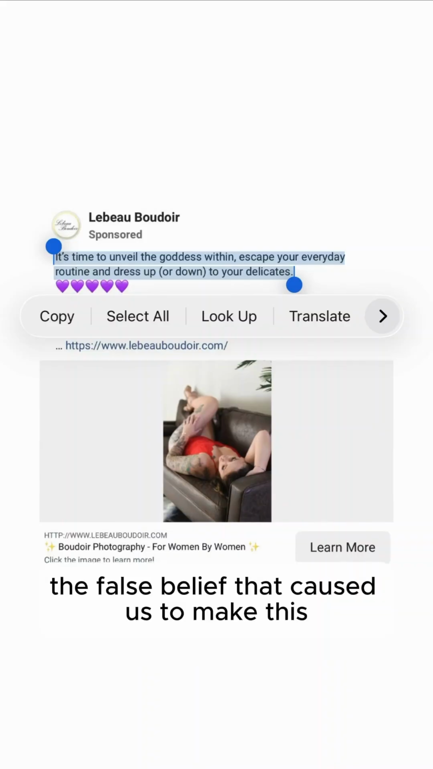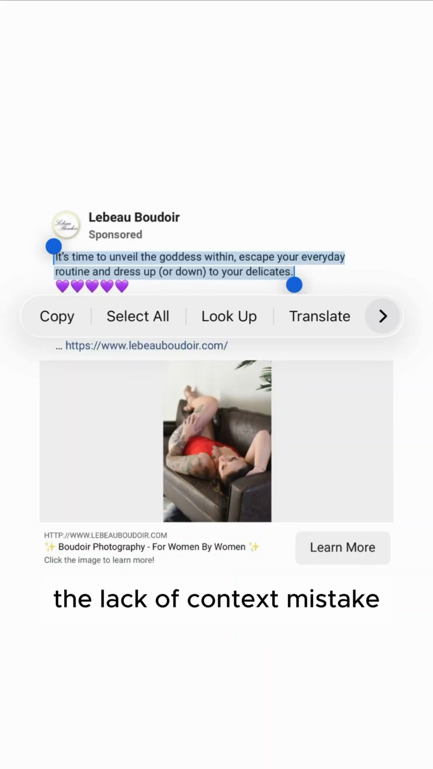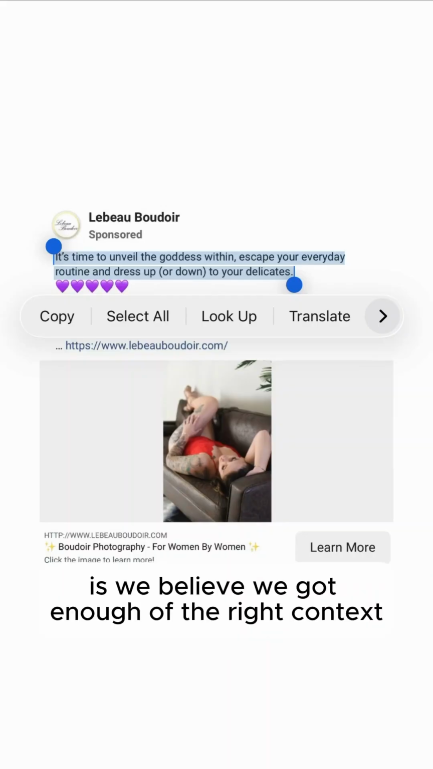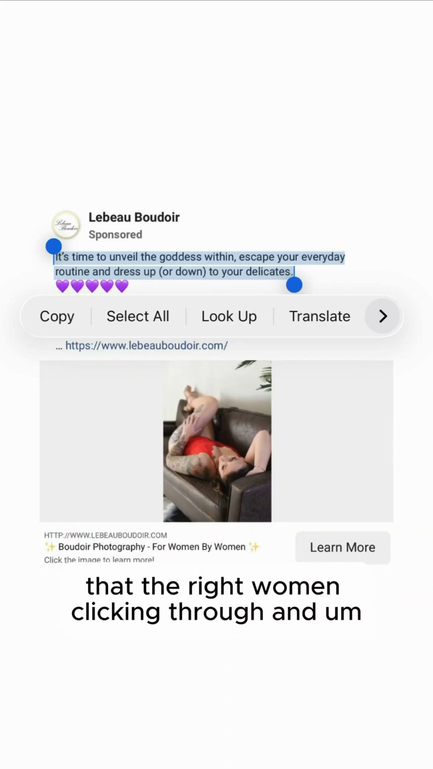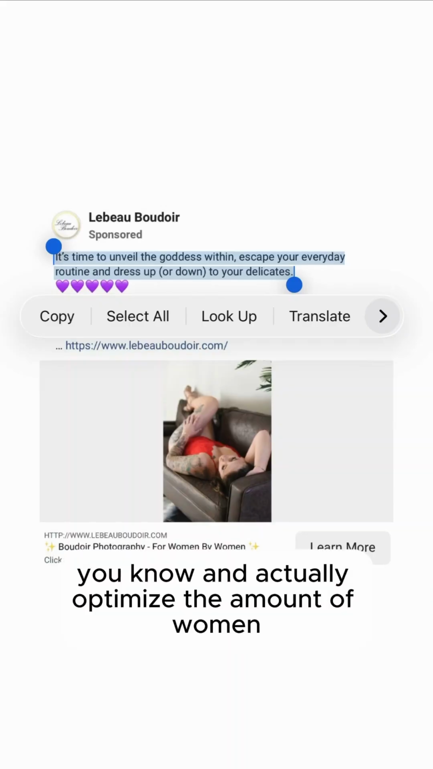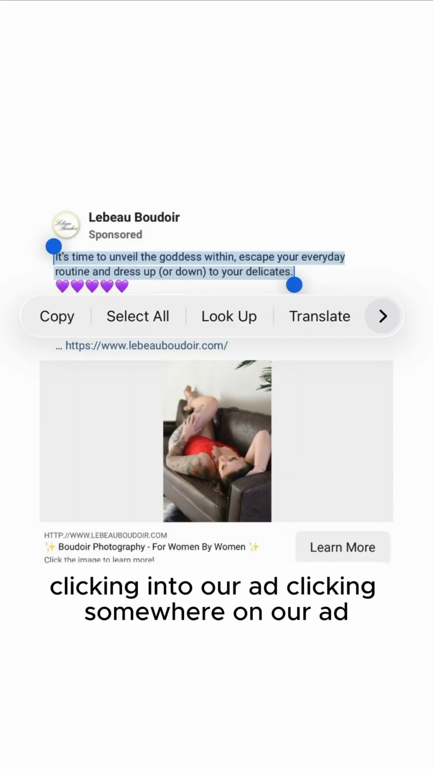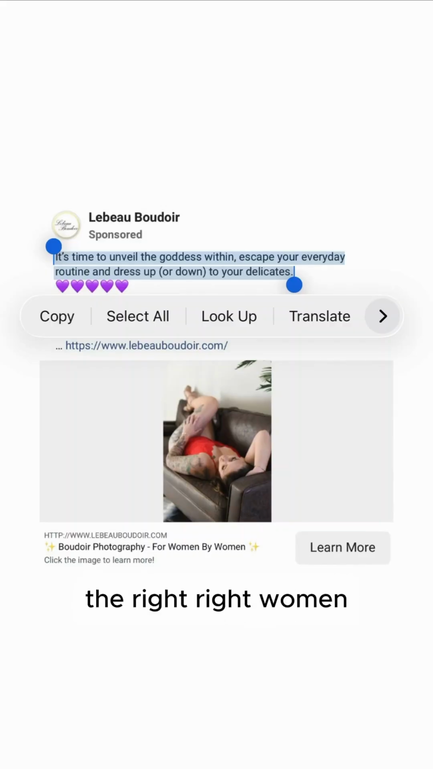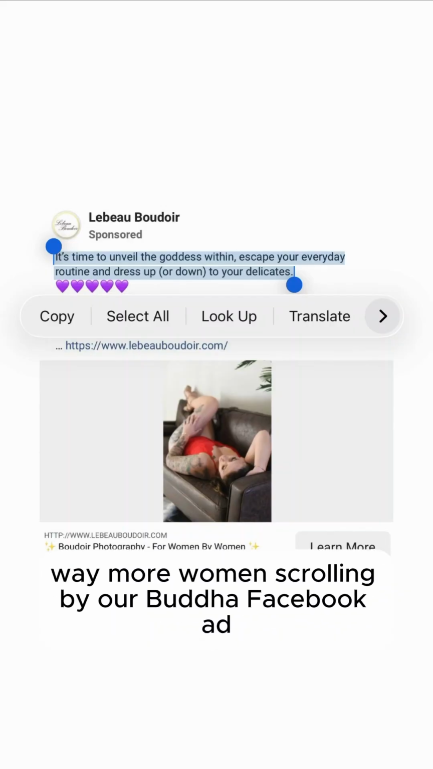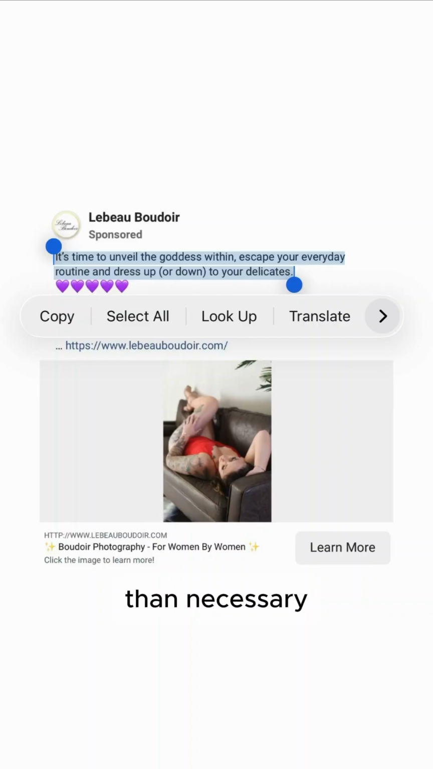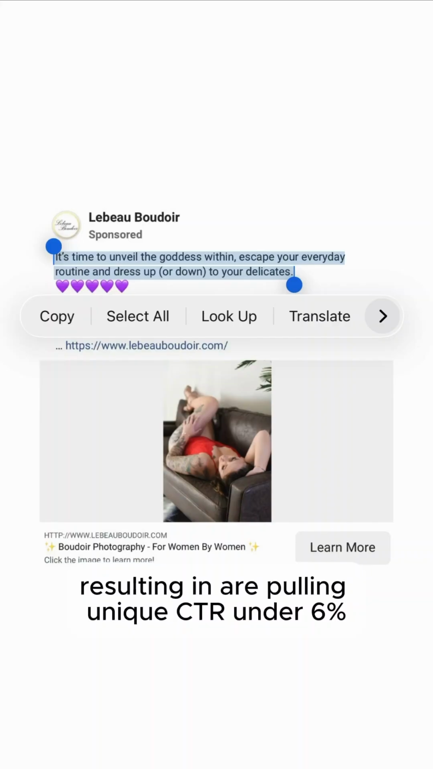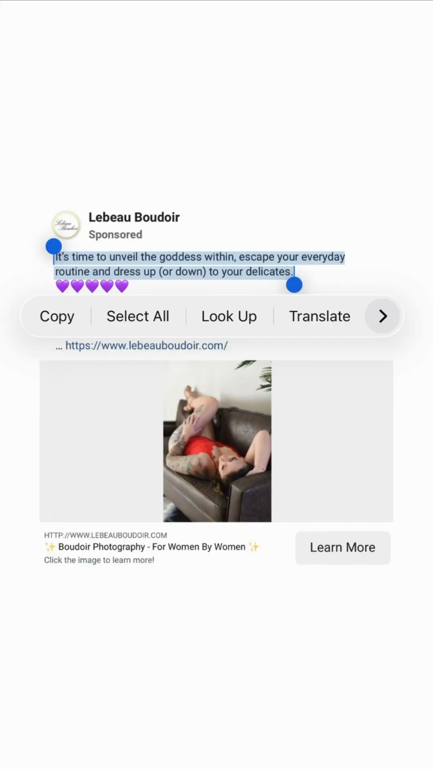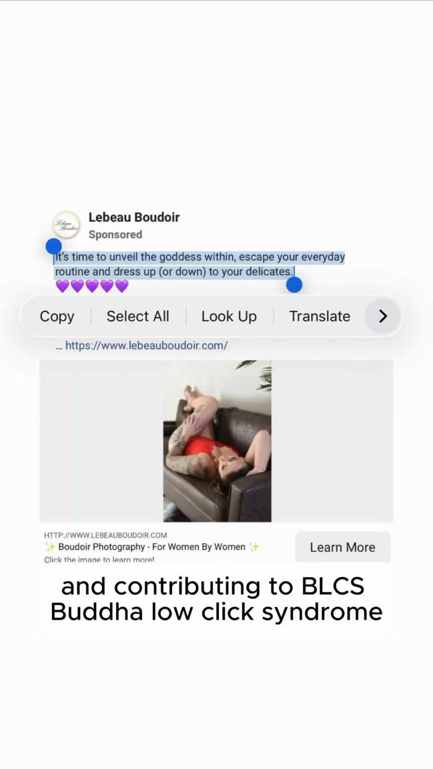The false belief that caused us to make this lack of context mistake is we believe we got enough of the right context that the right women are clicking through, and actually optimize the amount of women clicking into our ad, clicking somewhere on our ad, the right women. So the consequence of this is way more women scrolling by our Boudoir Facebook ad than necessary, pulling unique CTRL under 6% and contributing to BLCS, boudoir low click syndrome.